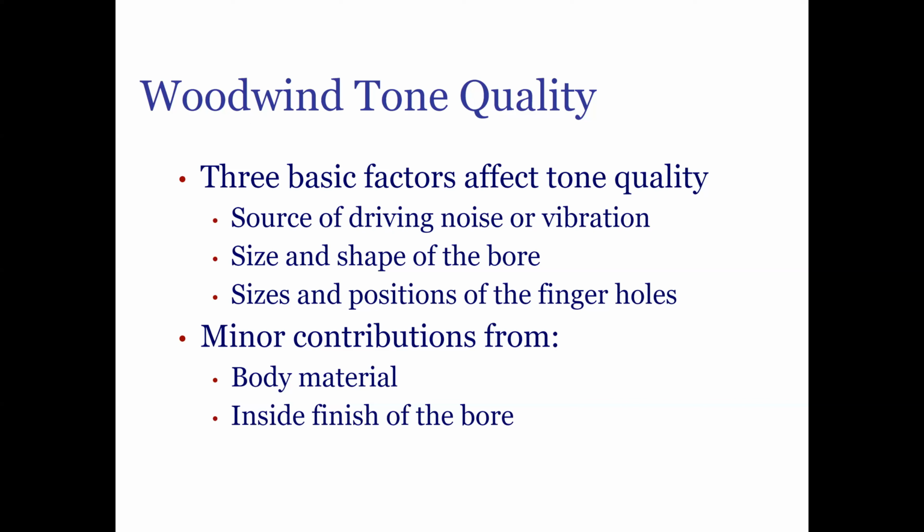The size and shape of the bore. Shape is going to be important because it's going to change the harmonic content or the timbre of the instrument significantly. Size is just going to have to do with the loudness. The bigger the instrument is in terms of how wide your bore is, a wider bore moves more air. More air means a louder instrument, which is why a saxophone is significantly louder than a clarinet because it's a bigger bore instrument. And then the sizes and the positions of the finger holes.